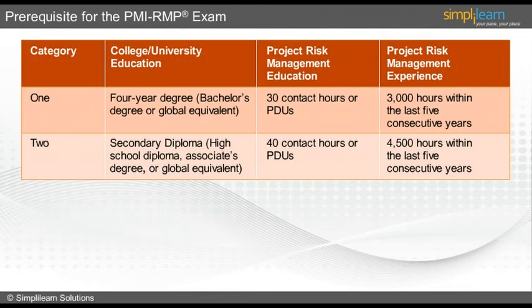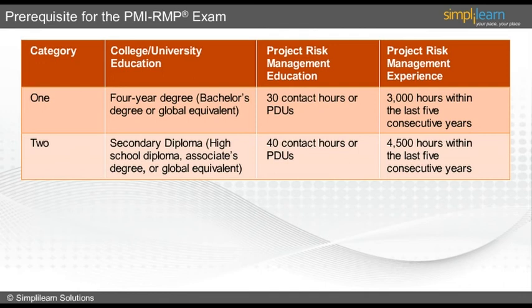The prerequisite depends upon a person's formal education. As seen in the slide, you might fall into either of the two categories. If you fall into Category 1, PMI expects you to hold a 4-year degree, bachelor's degree or global equivalent, with at least 3,000 hours of project risk management experience within the last 5 consecutive years. Additionally, you will need to obtain 30 contact hours or PDUs, and this course will enable you to obtain those PDUs.